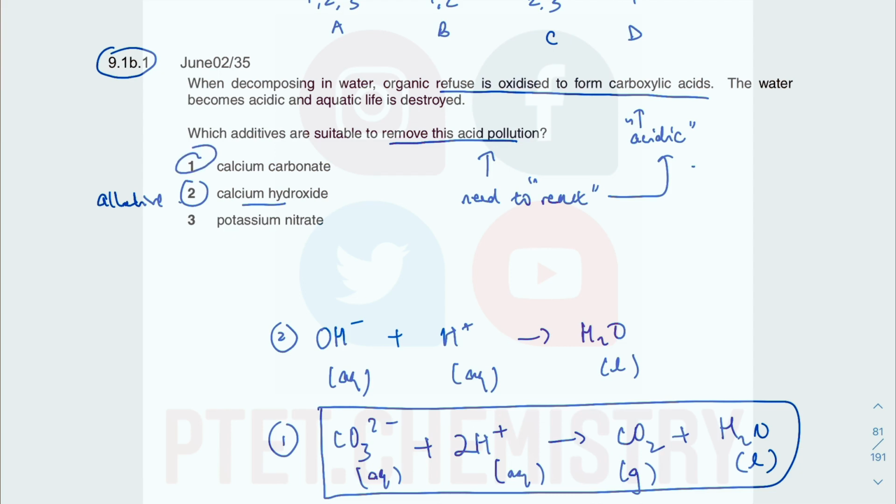So that will react with your acid. Potassium nitrate is already a salt and it will not react with these acids, okay? It's just soluble in the water that contains the acid. So that will not help you remove it. So only 1 and 2 is correct, which is option B.